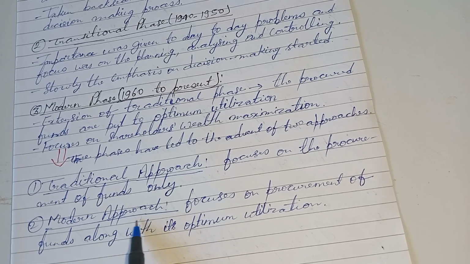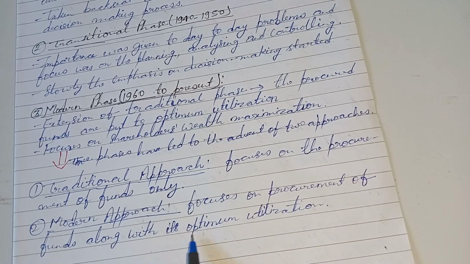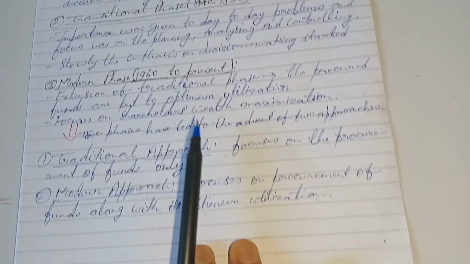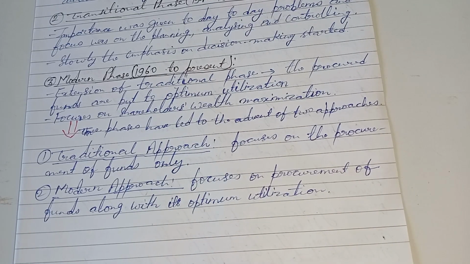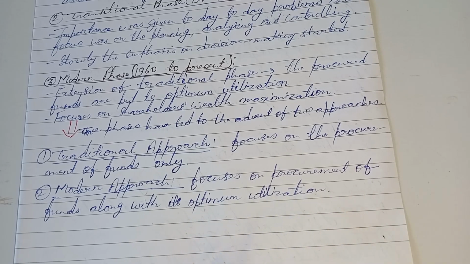And the second approach, that is the modern approach, focuses on the procurement of funds along with its optimum utilization. Okay, so what happens in the modern approach? This approach focuses on procurement of funds along with its optimum utilization. So that is it. Now you got to know the evolution of financial management.